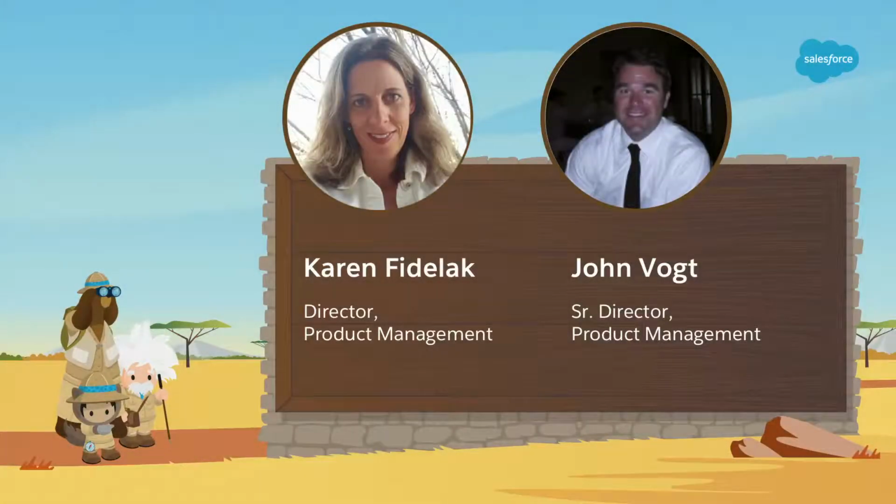So to introduce myself, my name is John Vogt. I'm a product manager on Salesforce DX. I've worked at Salesforce for about 7 years now in the area of ALM, working on environments, our metadata APIs, and release management. And next to me is Karen Fidelic.